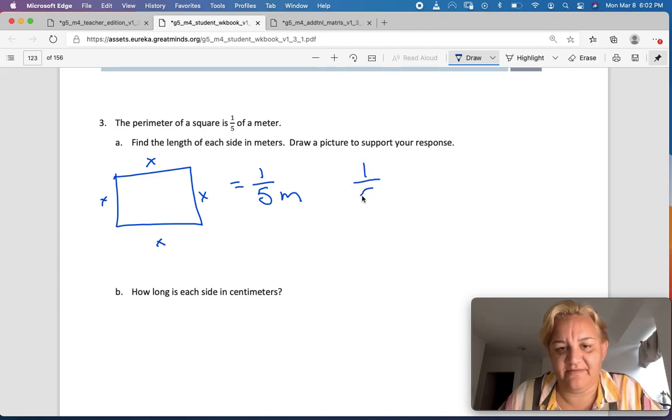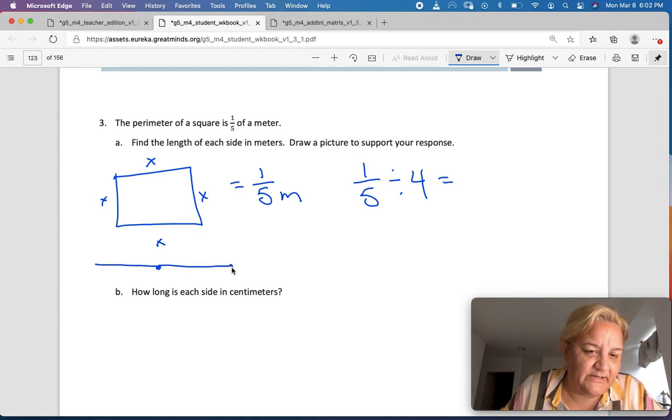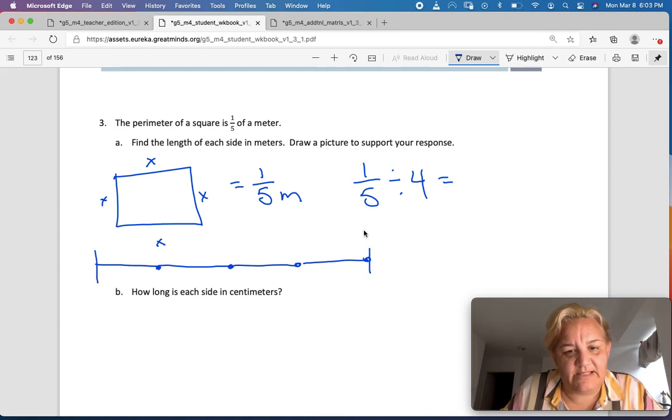So 1/5 divided by 4. Okay, find the length of each side in meters. Draw a picture to support your response. Okay, so I'm going to take this square and I'm going to unfold it here, and then I'm going to unfold it here. I'm going to unfold it there, and I'm going to unfold it there. And this whole thing from here to here is 1/5 of a meter.